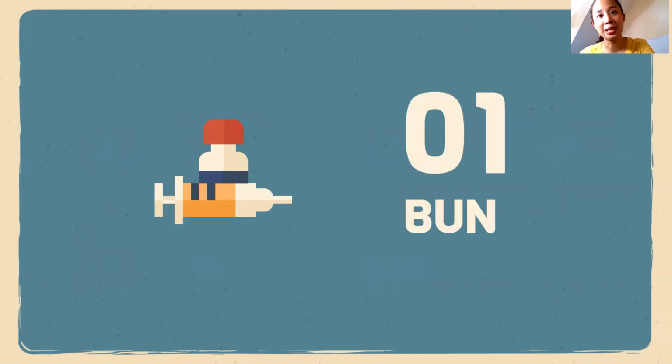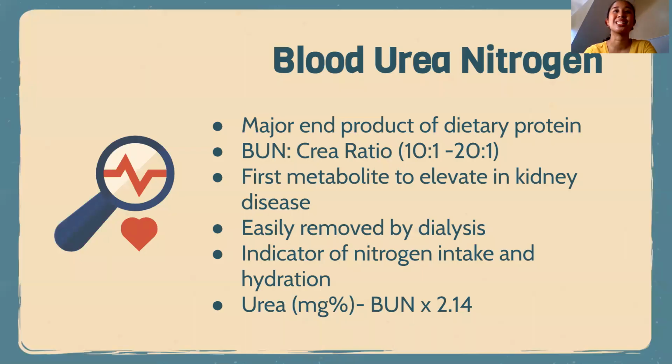So, let's start with blood urea nitrogen. So, class, your blood urea nitrogen is a major end product of dietary protein. Upon the breakdown or catabolism of your protein, the end product is blood urea nitrogen. Class, the body's only source of nitrogen is protein. So, proteins are very important in your diet.